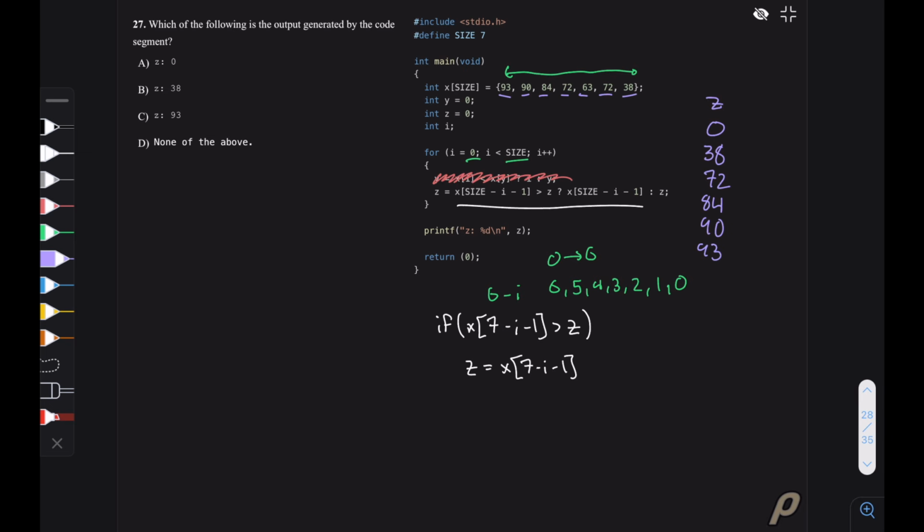So basically this is just finding the maximum value in our list, but it tries to trip you up because we're basically just iterating backwards through the array based on this logic here. So our answer is z, 93. And yeah.